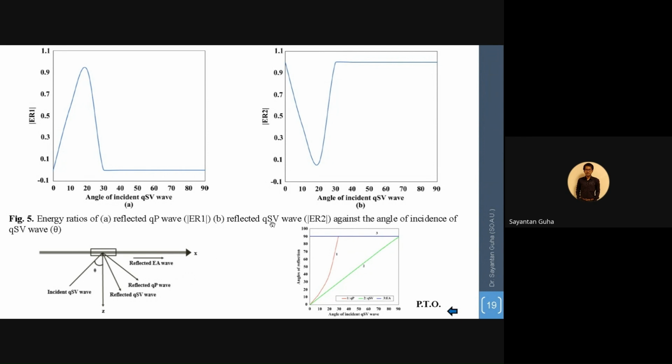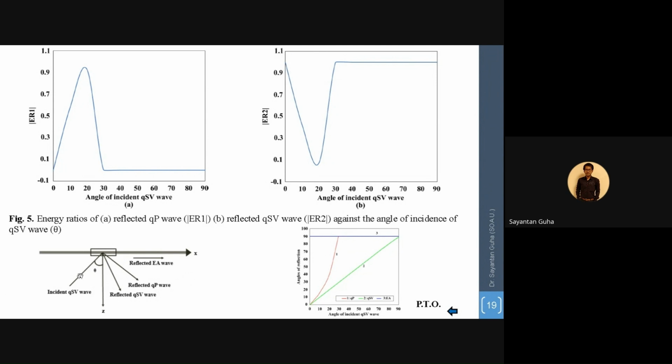So since we are dealing with an incident QSV wave, it can be seen that when theta equals 0 degrees, once again, as the QSV wave moves along the z-axis, it hits this point and it should come back as a reflected QSV wave carrying the maximum amount of energy, which can be seen from figure B. In figure B, we have plotted the energy ratio of the reflected QSV wave. It can be seen that when theta equals 0 degrees, the magnitude of the energy ratio is 1, which is maximum.